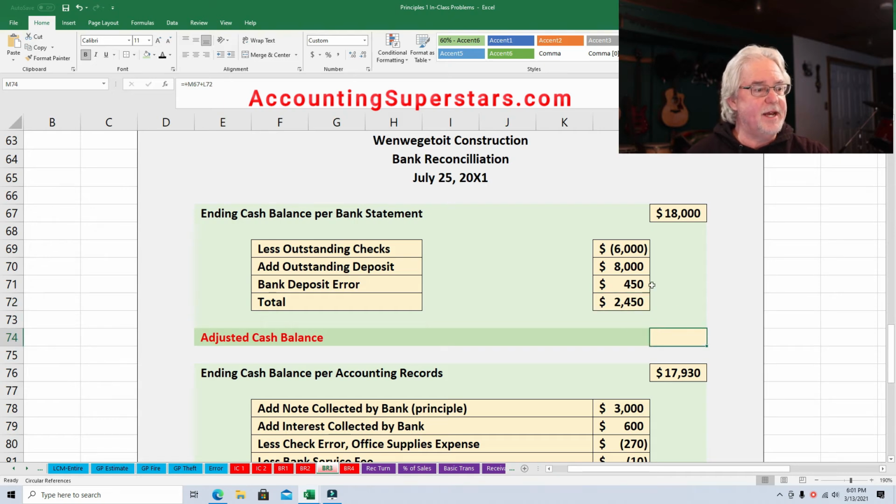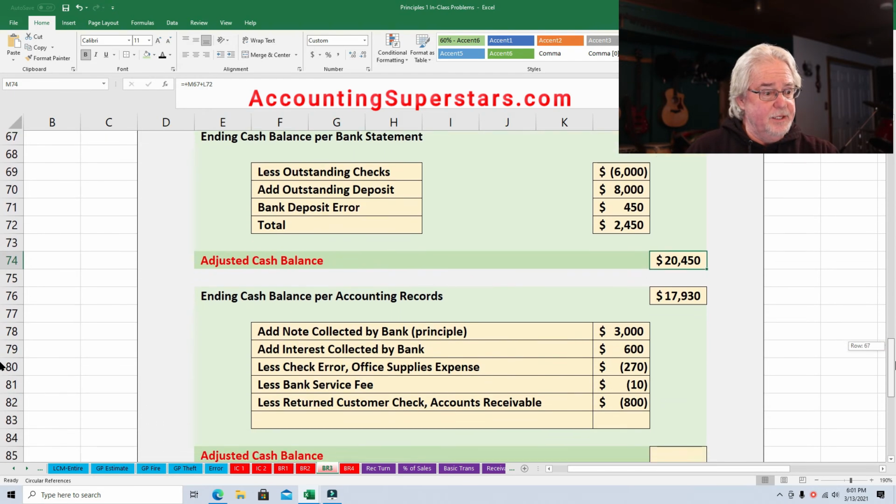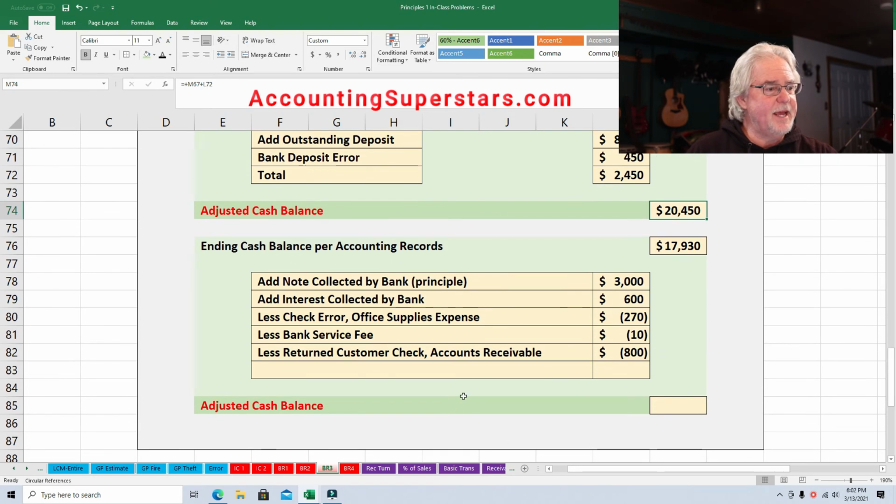$2,450. And so let's find out the adjusted cash balance. That would be $18,000 plus $2,450. That would give us the adjusted cash balance, $20,450. So coming down here, let's do the same thing down in the accounting records. Let's get a grand total here, folks. So let's add up this column. There we go, 2,520. So let's get our adjusted cash balance. All we're going to do is take our 17,930, add our 2,520, and let's get a grand total here.